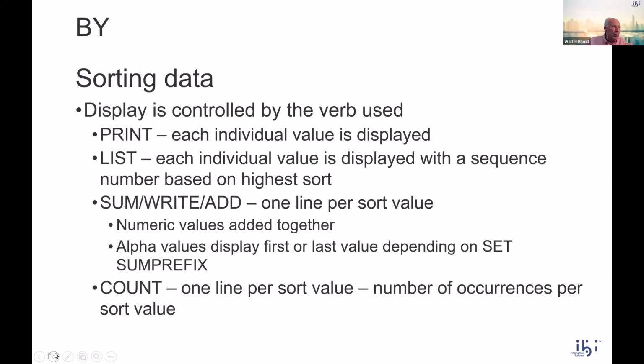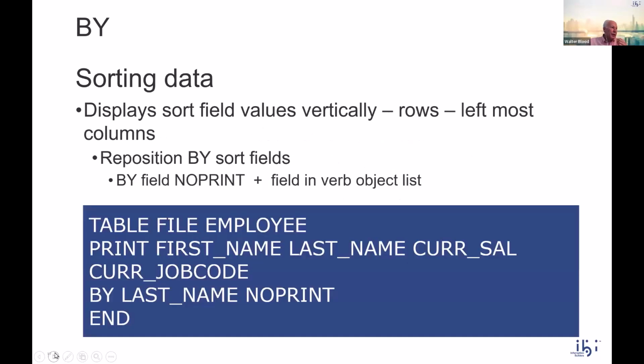When I'm working with sorts, my display is going to be controlled by the verb I'm working with: print, list, sum, or count, right? Now, when I work with BY, what my display shows me is data values vertically in rows. And we always position these in the leftmost column.